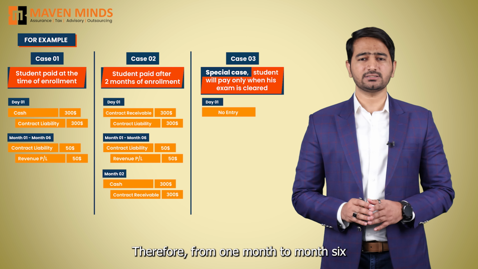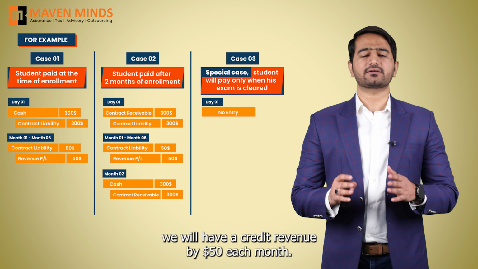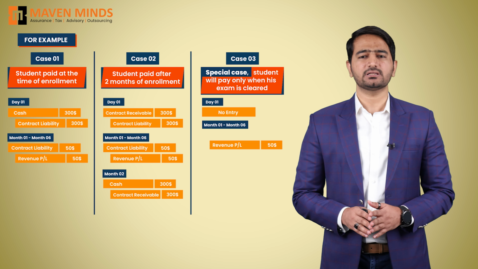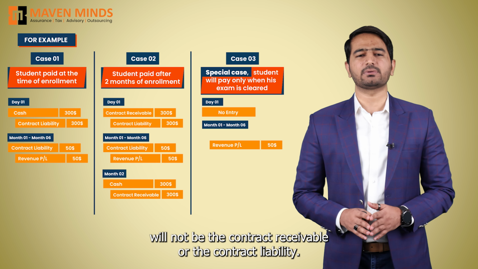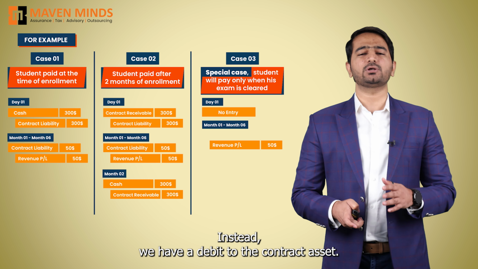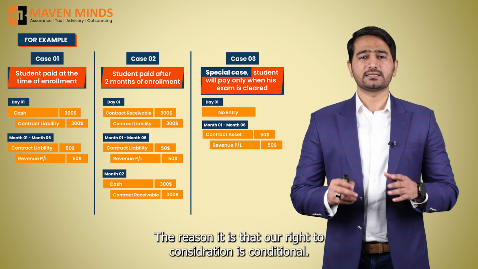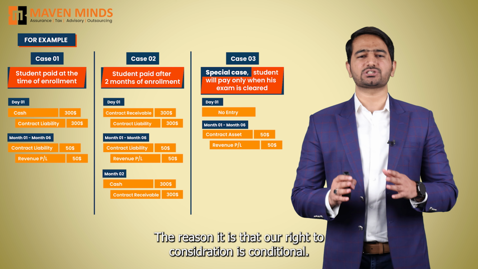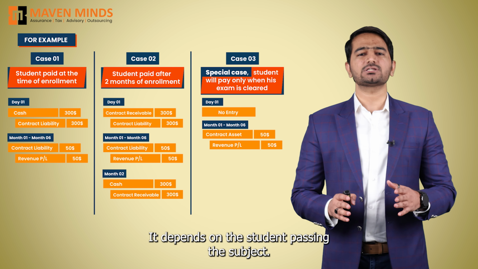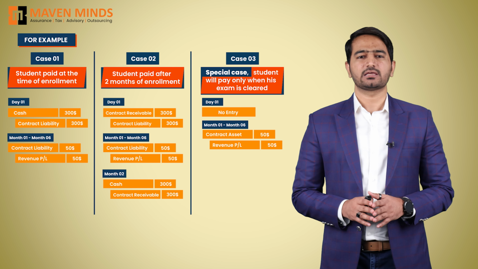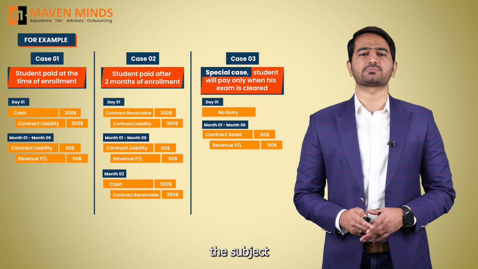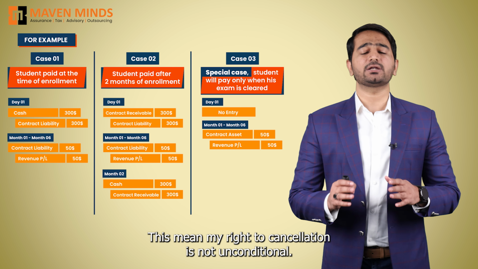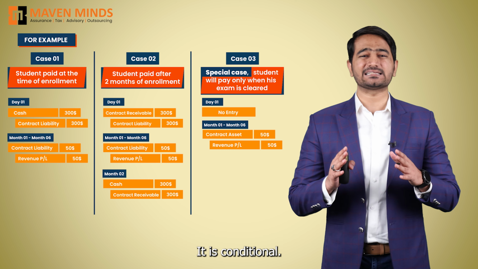Therefore, from 1 month to month 6, we will have a credit to revenue of $50 each month, but this time the debit will not be the contract receivable or the contract liability. Instead, we have a debit to the contract asset. The reason here is that our right to consideration is conditional. It depends on the student passing the subject. The student is not entitled or responsible to pay until he passes the subject. This means my right to consideration is not unconditional, it is conditional.